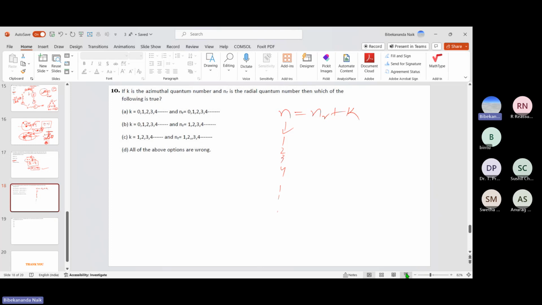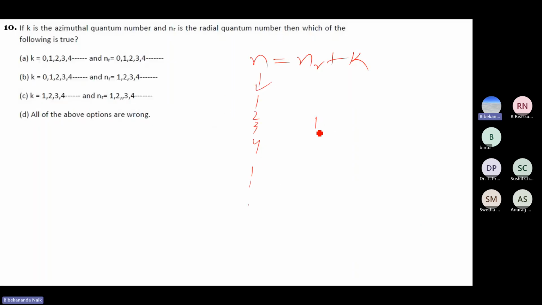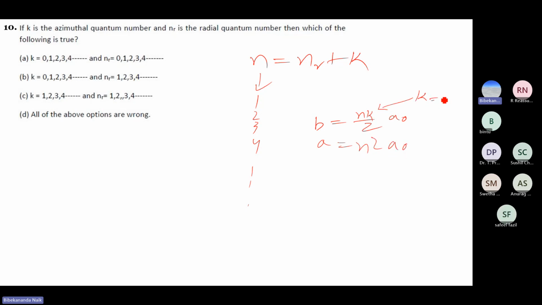So if you see, we said b equals n k by Z a0 and a equals n square a0. So k can never be zero, because when k equals 0, b will be 0 and there will be only a single point. So k will not be 0, so these options are not applicable, or these options are not true.